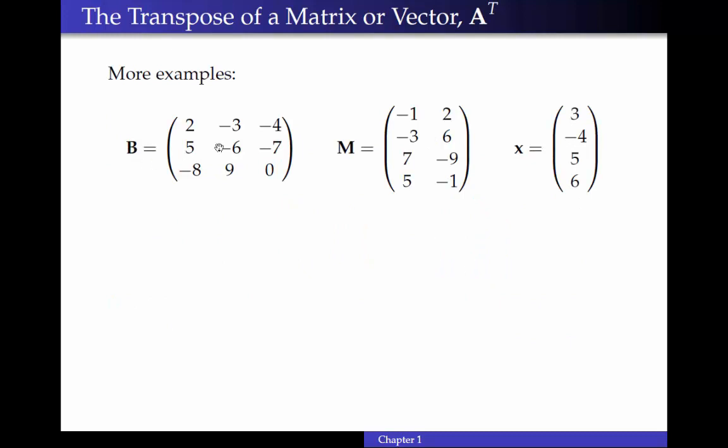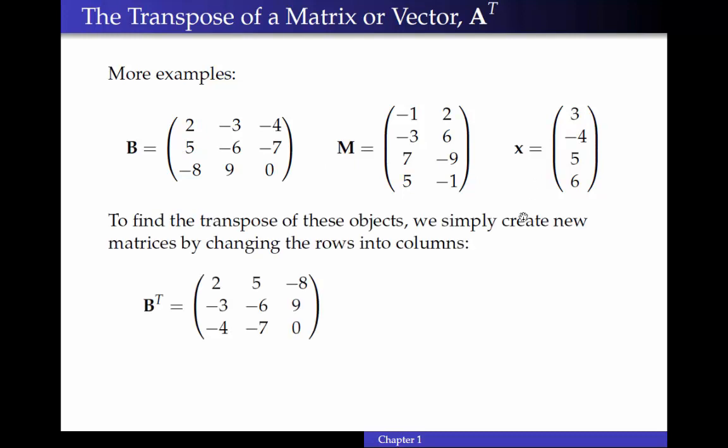Here are some more examples. I have 3 matrices. One of them is a vector. And to find the transpose, we simply create new matrices by changing the rows into columns.